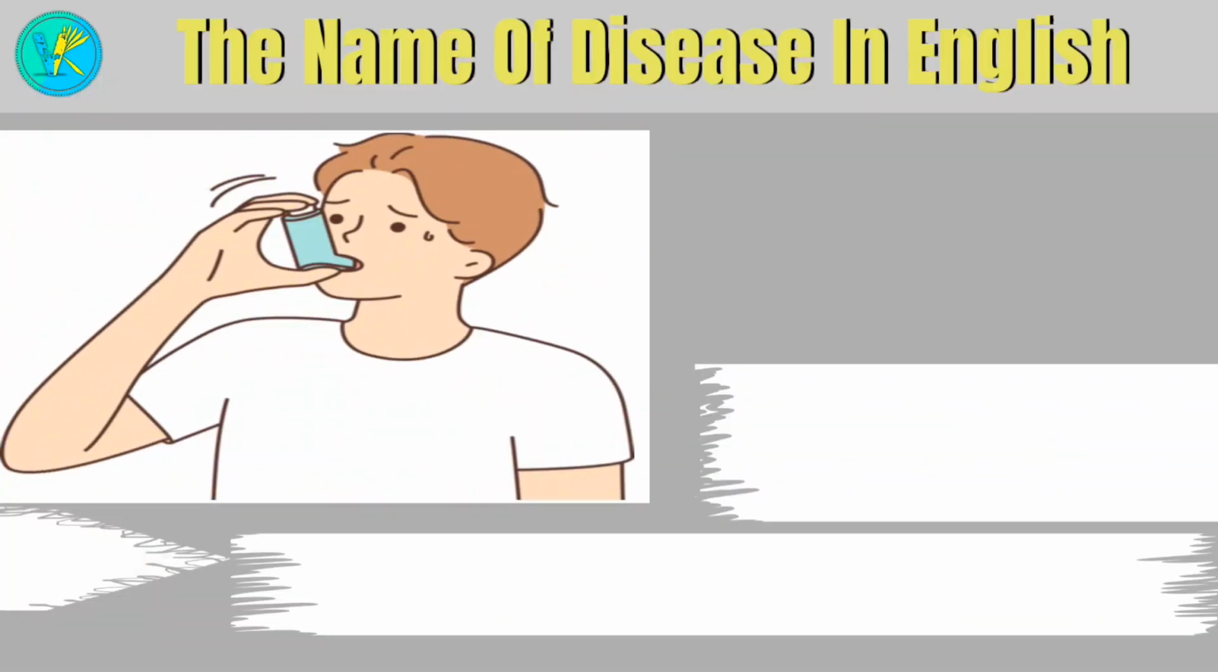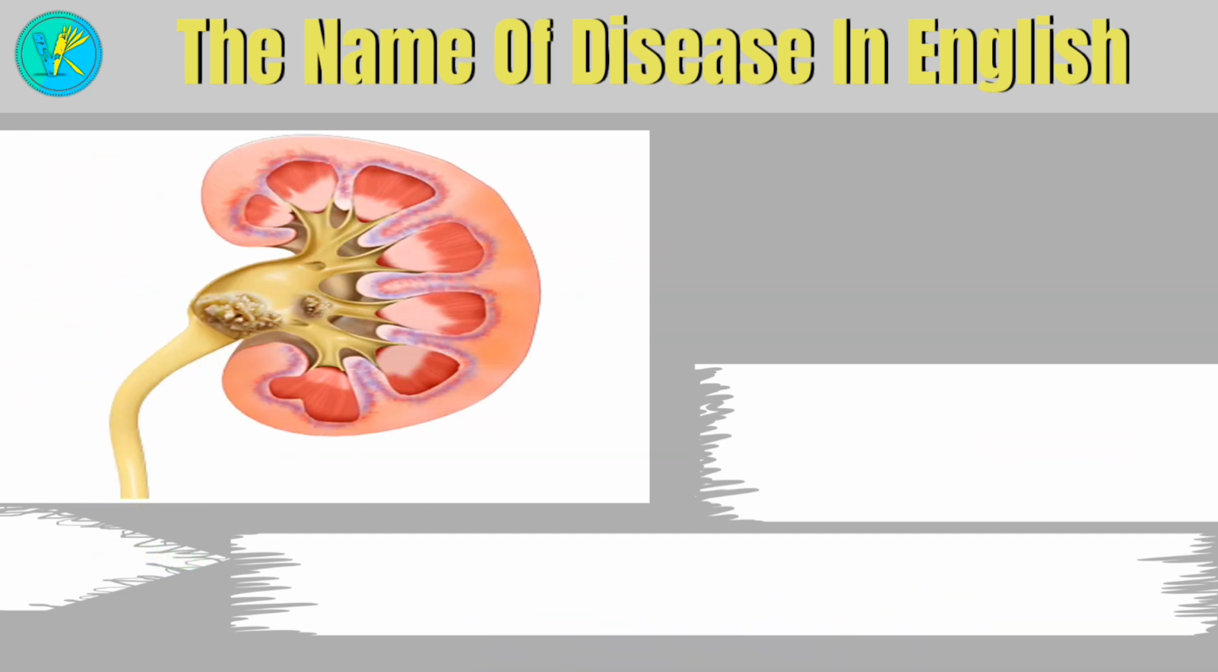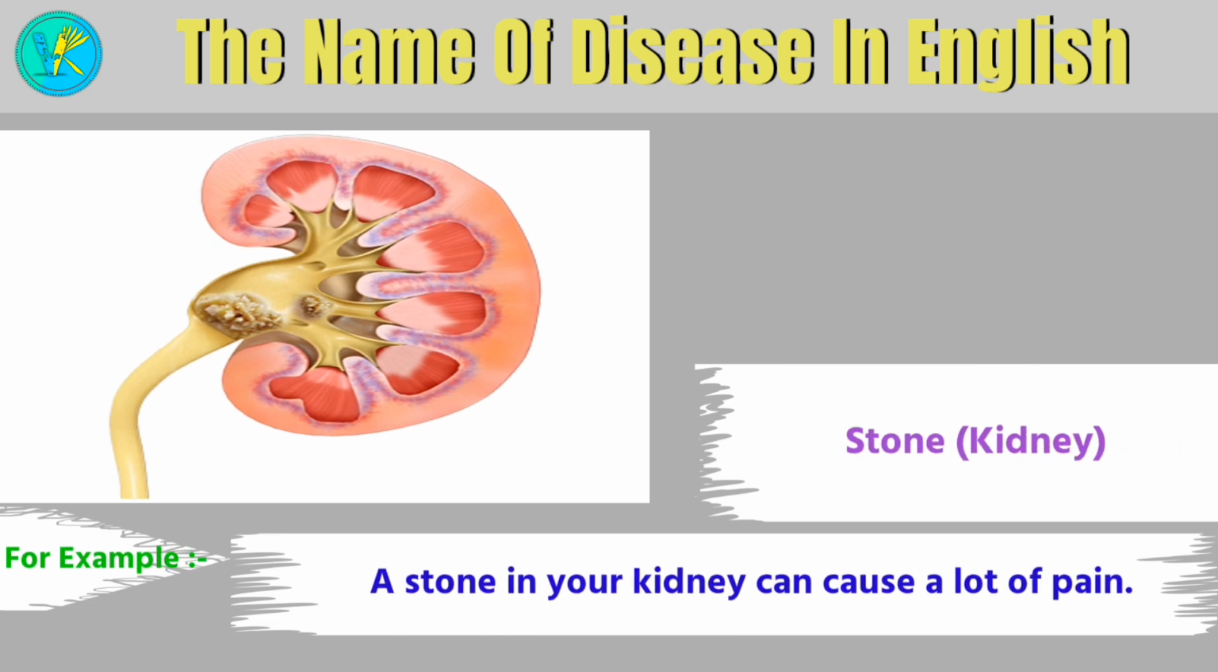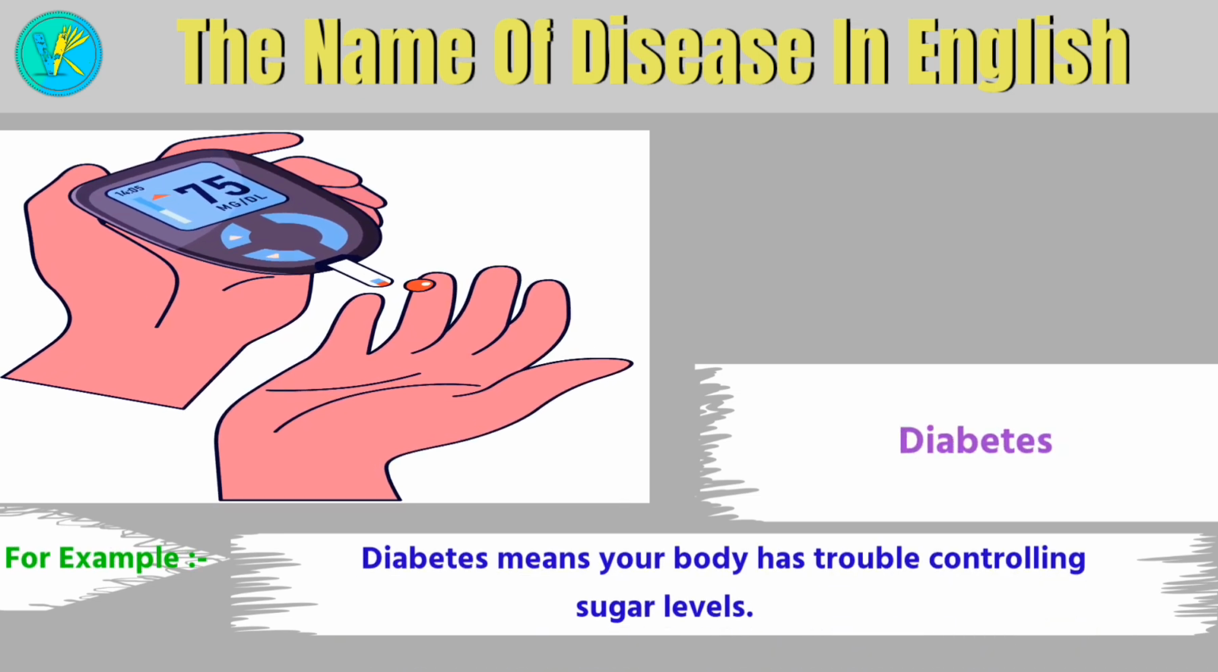The first word is asthma. For example, asthma makes it hard to breathe. Next, stone. For example, a stone in your kidney can cause a lot of pain. Next, diabetes. For example, diabetes means your body has trouble controlling sugar levels.